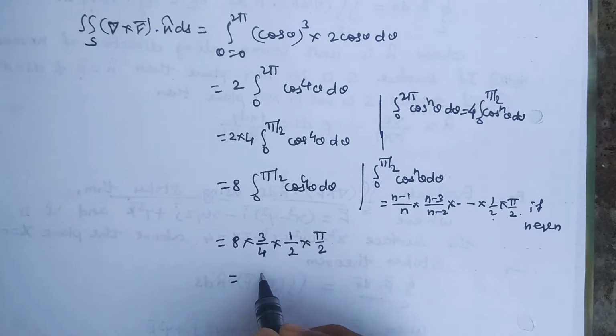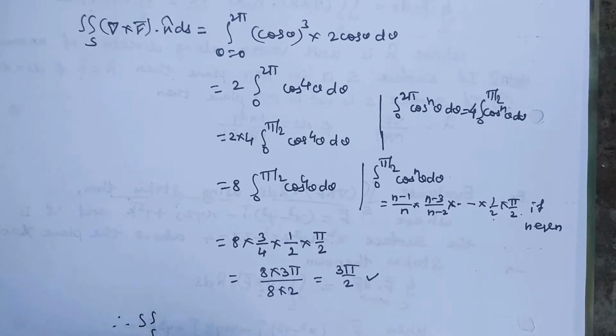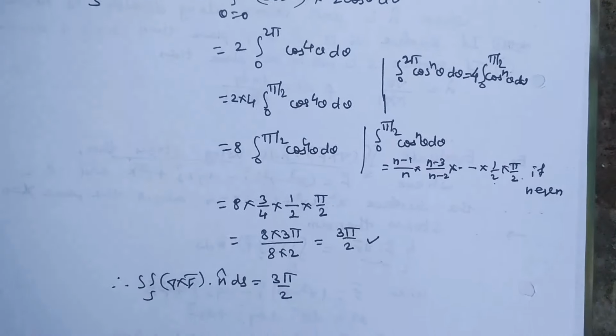This equals 8 into 3 pi upon 8 into 2. 4 into 2 is 8, and the 8 gets cancelled. So this is 3 pi by 2. That is our final answer. Therefore, the double integration over S of del cross F dot n cap dS is 3 pi by 2. So the remaining examples we will see in the next lecture. Thank you.